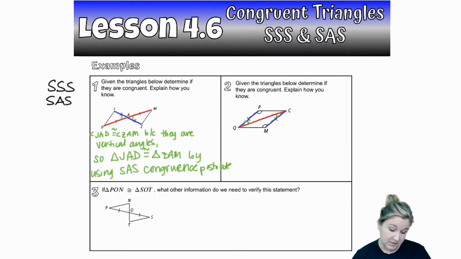Angle MCQ is not going to be congruent to CQP. So they are not congruent. And why is that? It's because the noted congruent angle, which is at P and M, is not between the two congruent sides.